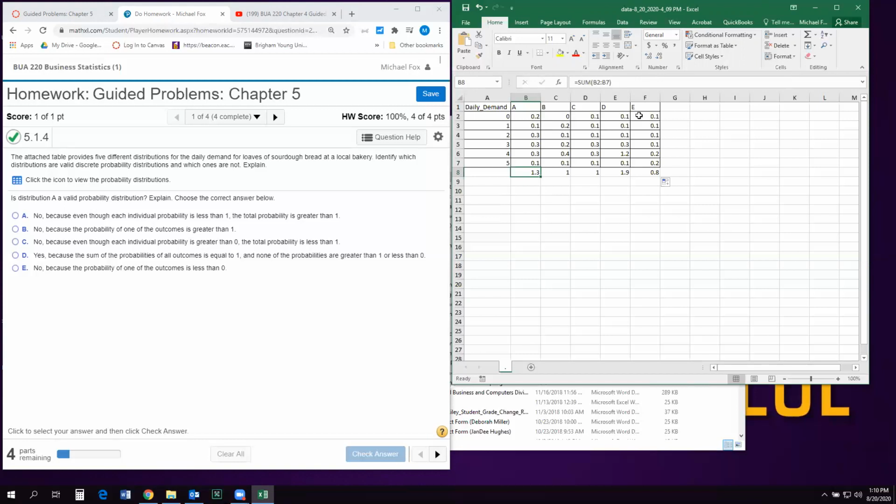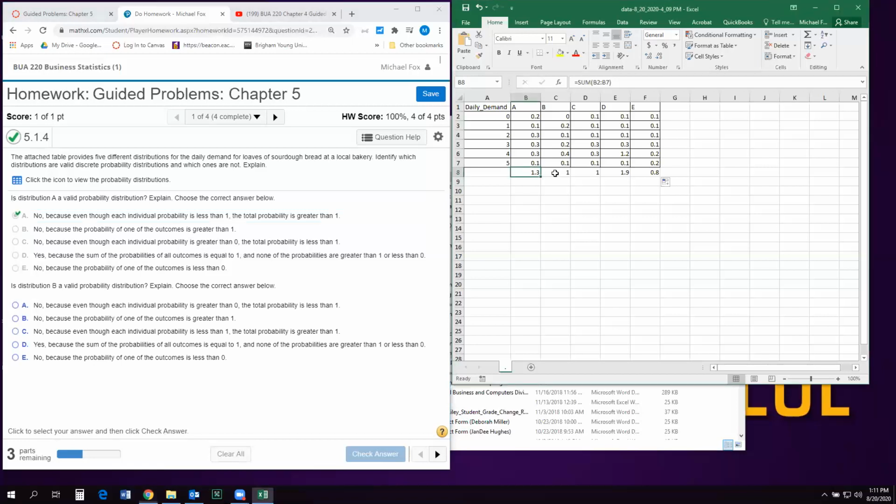Also, if any of our specific percentages here were less than 0, so a negative number, or if they were greater than 1, that would make it invalid. So that's what we're looking for. So for distribution A, this adds up to more than 1. So we're going to say, no, it's not a valid distribution, because you have to read these carefully. Even though each individual probability is less than 1, the total probability is greater than 1. So that's why A is not valid.